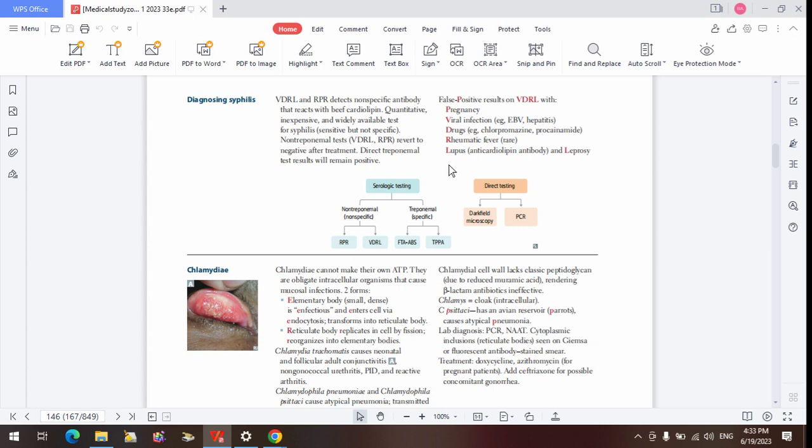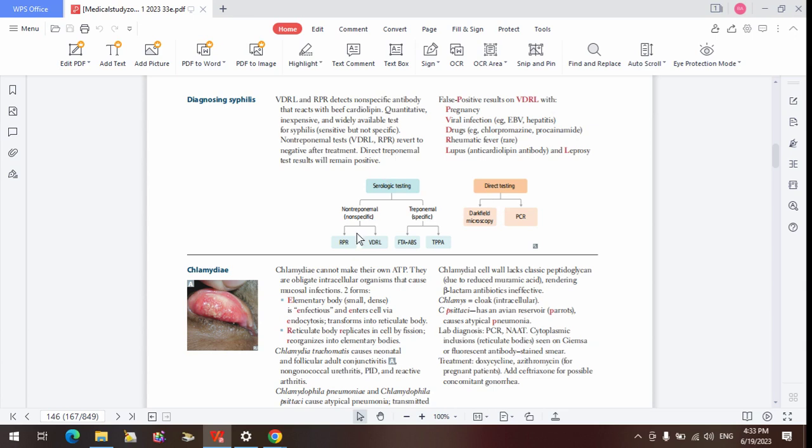Lupus, anti-cardiolipin antibodies there, as well as leprosy. So lupus and leprosy, we should not forget that. Rheumatic fever, drugs, viral infection, and pregnancy. So these conditions are also positive for VDRL as well as RPR. So those are the non-treponemal serological tests.